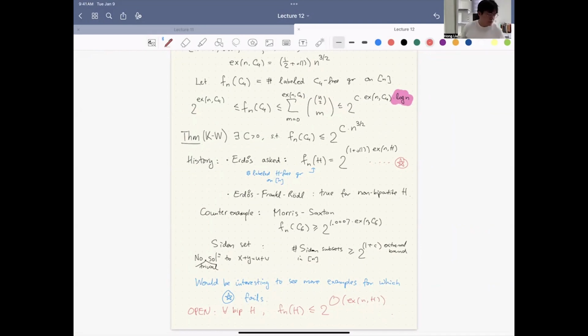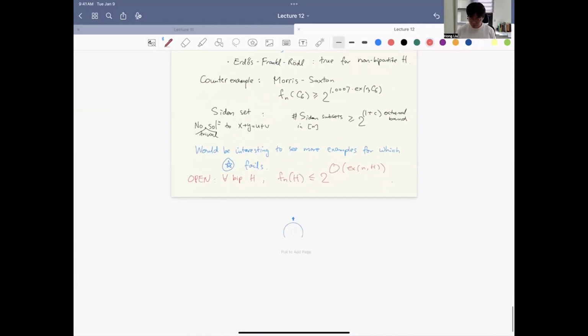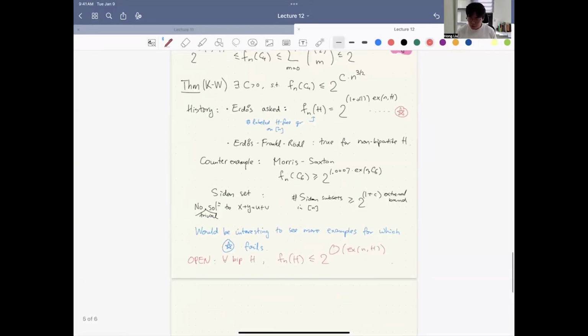Any questions about the statement? All right. This proof is a little bit tricky, a very clever proof. So let me first say the idea of the proof. This is the thing we want to prove.